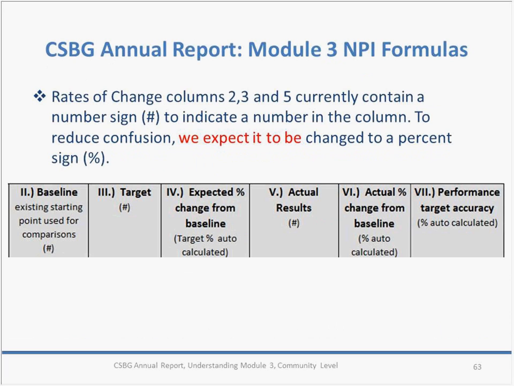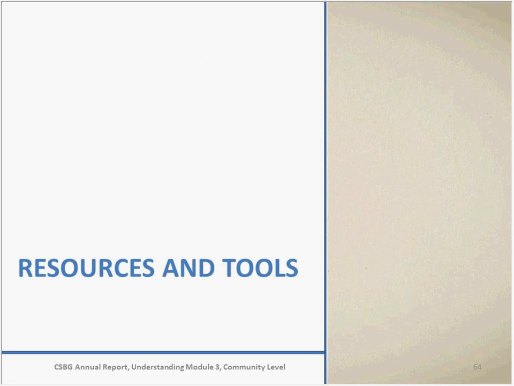This is just highlighting that we recognize that columns 2, 3, and 5 currently reflect a number sign, and we recognize that we're asking you to insert a percentage. So we expect that we will be updating these columns from a number sign to a percent sign. So that's all that this slide is highlighting, that we know that number sign is there when we're asking for percentages at this point.